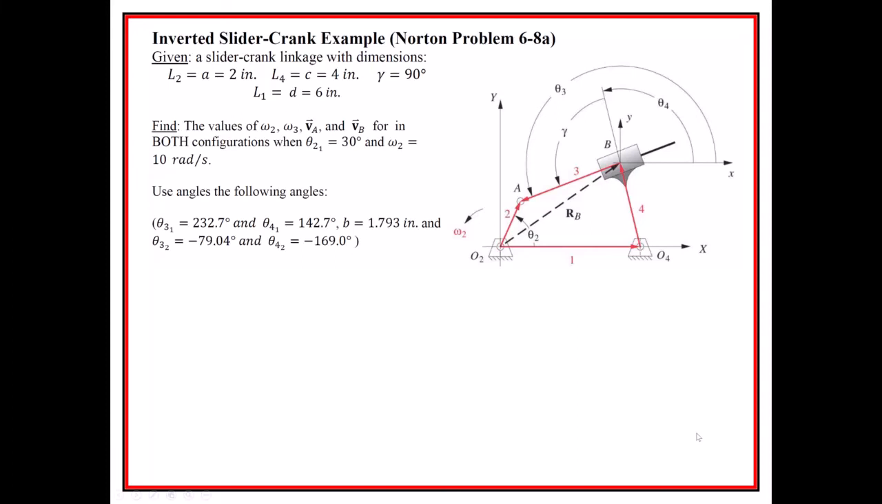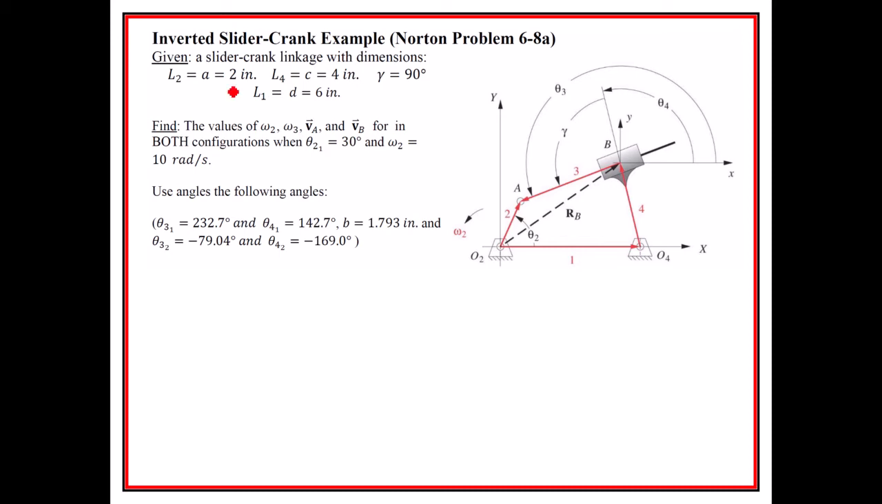Okay, here's yet another example for completeness that would have been in class 15. This is the inverted slider crank example. I'm taking this problem, Norton's problem 6.8a. So they have a bunch of other different ones, and this would be the first one in there. They don't have an example in the book for this.